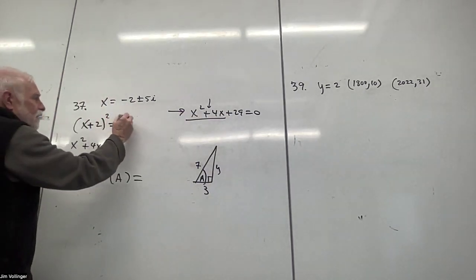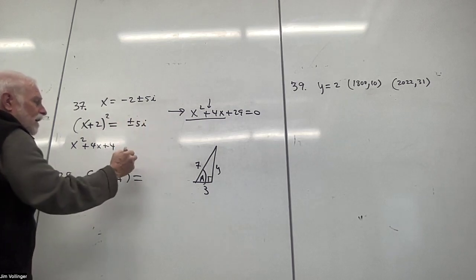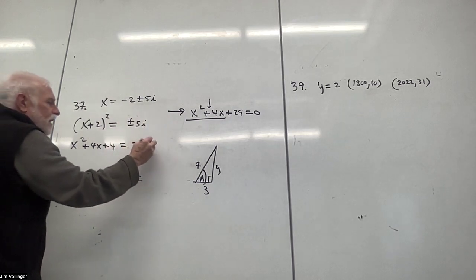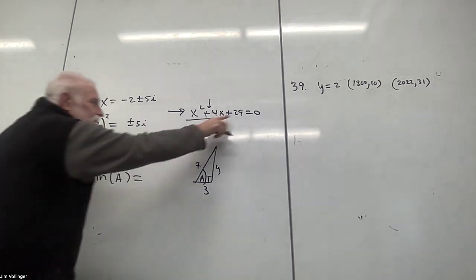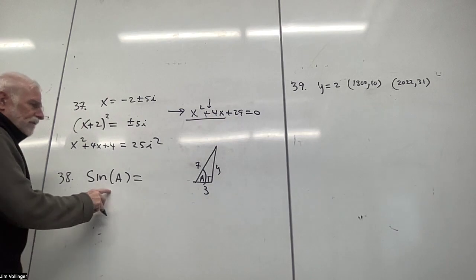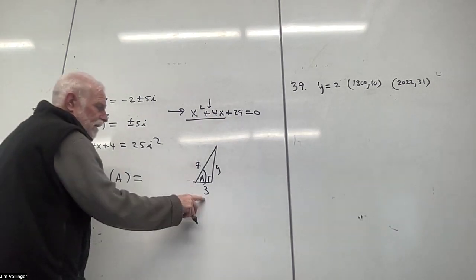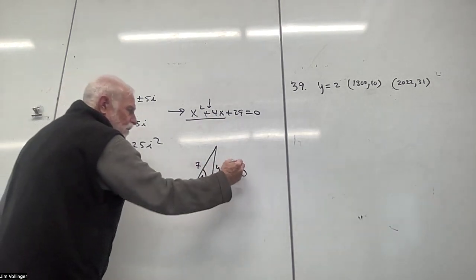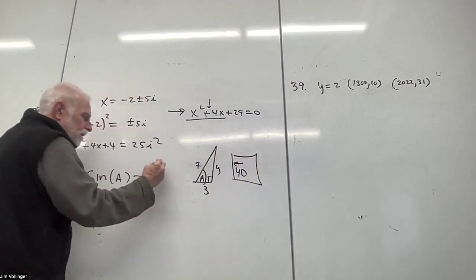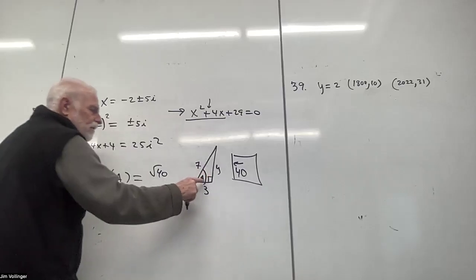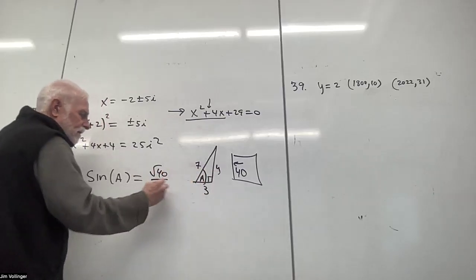5i on the other side, plus minus 5i. And when you square that, you're going to get 25i squared, which is negative 25. And negative 25 plus 4 is 29. Sine of A, right triangle, 49 minus 9 is 40. That's the square area. So what is that length? Square root of 40. And the sine function is opposite the angle divided by hypotenuse. Move on.